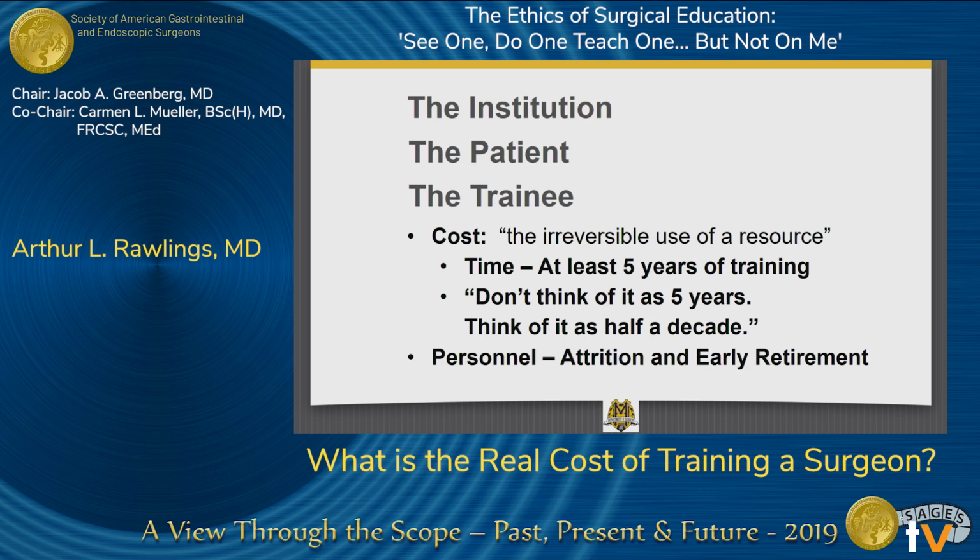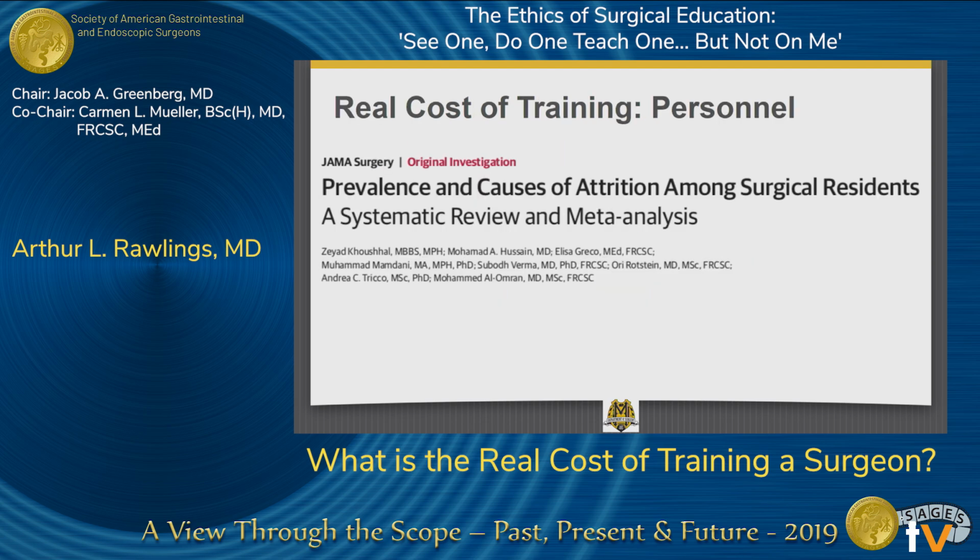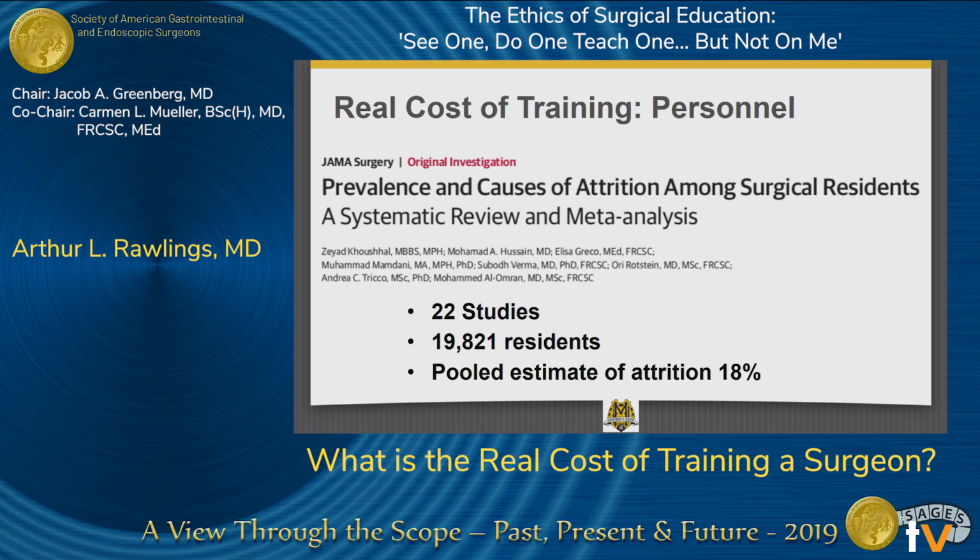But the other cost is the personnel, which is very serious when it comes to attrition, and then actually after they leave training, early retirement. So what is the attrition rate? Recently published in JAMA, on the prevalence and cause among general surgery residents, they found in 22 studies, 19,000 residents, that the pooled estimate was an 18% attrition rate.